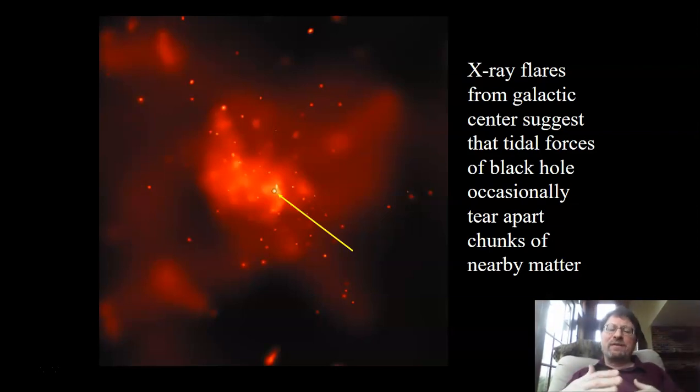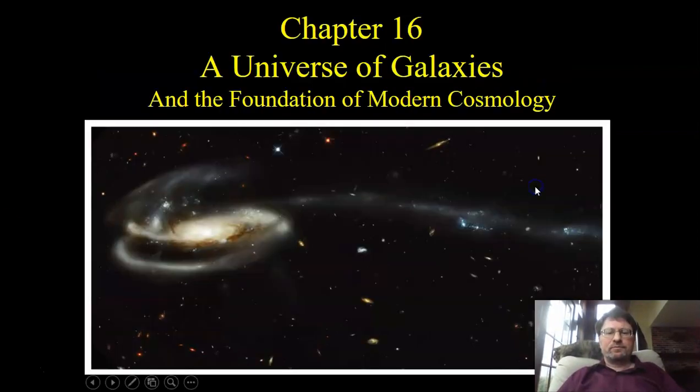So if you see something fluctuating quickly, then you could put limits on how big it is. And we've been able to put this object to a small enough size that it couldn't be explained by anything other than a black hole.